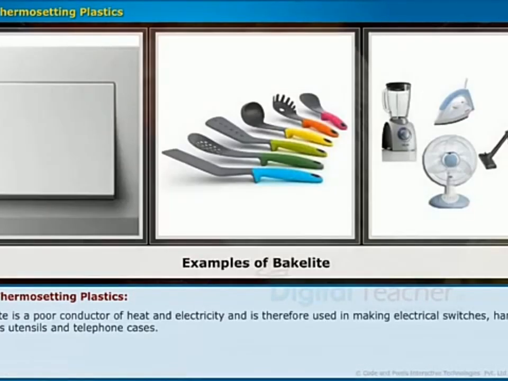Bakelite is a poor conductor of heat and electricity and is therefore used in making electrical switches, handles of various utensils, and telephone cases. Bakelite is also used as an alternative for pearl and jade.